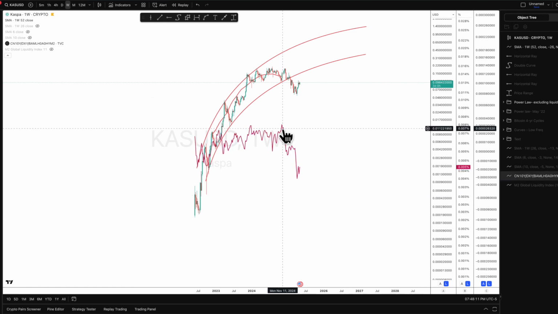Interestingly, the liquidity cycle contracted right about the same time that Kaspa broke its power law. So many people were questioning the integrity of Kaspa's power law, including myself, not realizing that it's really a denominator effect because you're measuring it in dollars. We had a contraction of dollars, and that made it appear as though the power law broke.